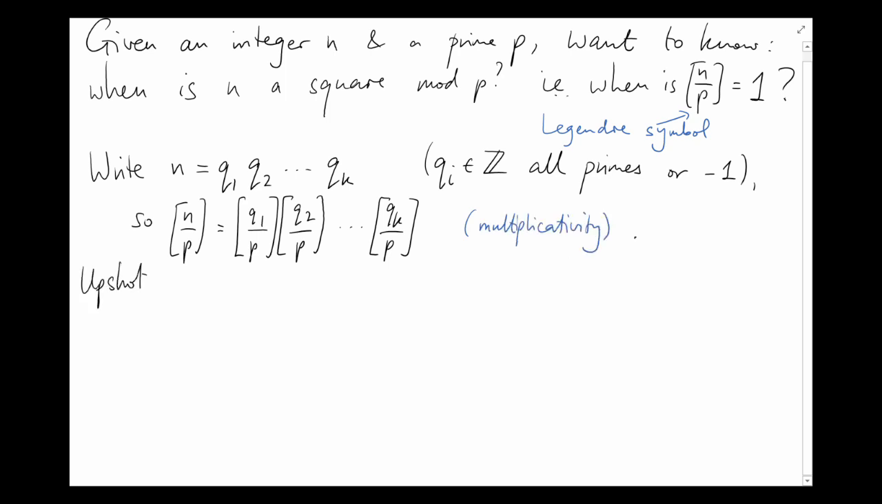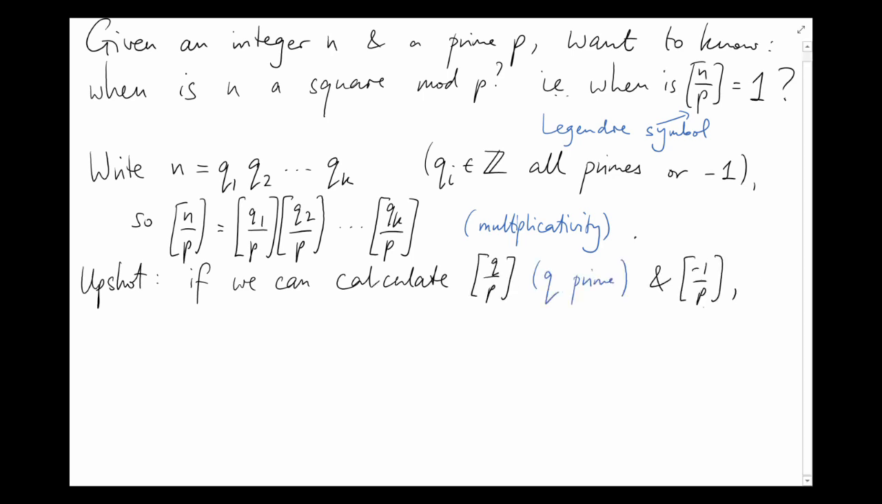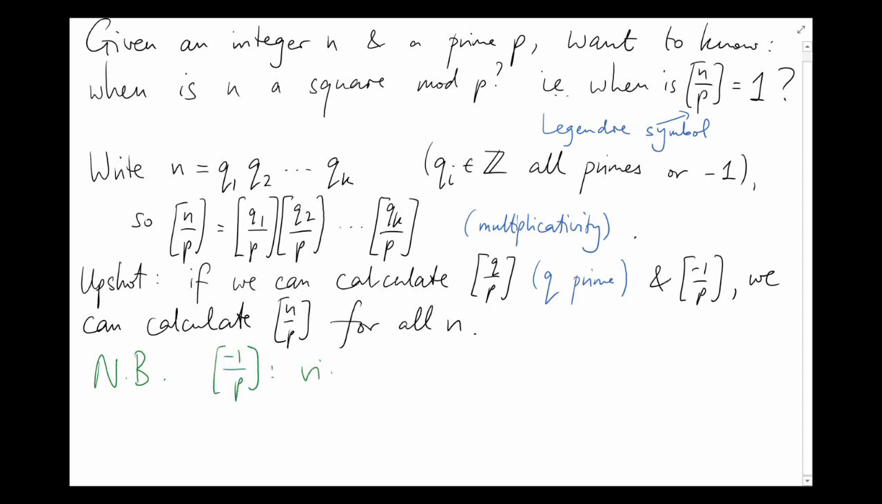The upshot here is, if we have an easy way of calculating (q/p) for all primes q, and (-1/p), then we know how to calculate (n/p) for any integer n. Let's just quickly note some cases that we've already done. We calculated (-1/p) in video 5. We just finished calculating (2/p) in video 11.